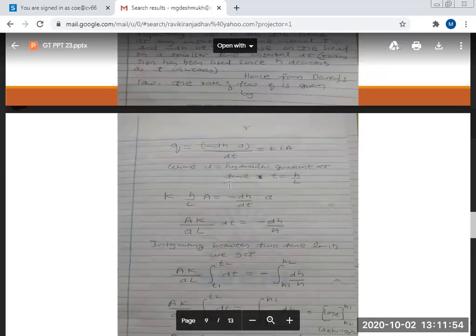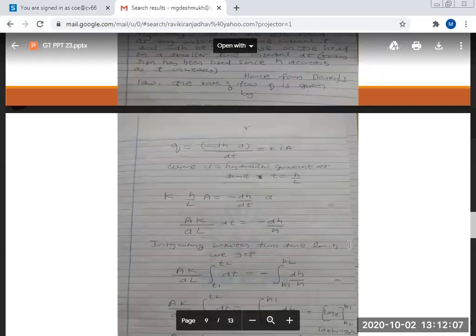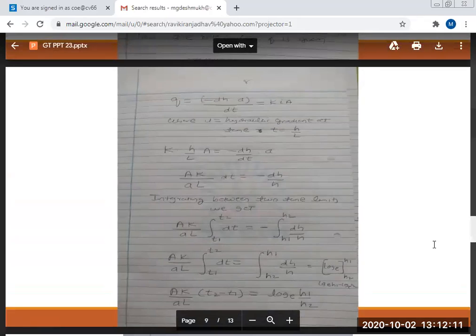k is equal to (a L / A h) ... A is area as it is. This is equal to minus dh by dt into A. अब dt इस तरफ ला लो, dh यही रहने दो, h का फंक्शन इस तरफ ला लो, बाकी सब इधर ले लो. तो राइट हैंड साइड h का फंक्शन है and left hand side it is the function of t. Okay, so now integrating between the two time limits.